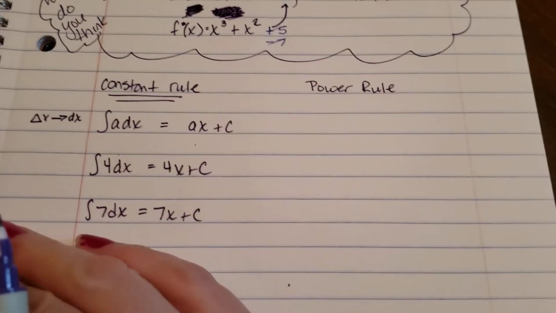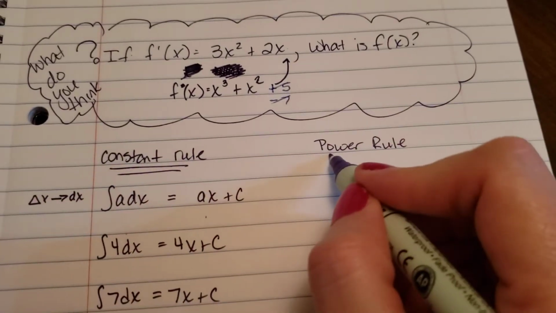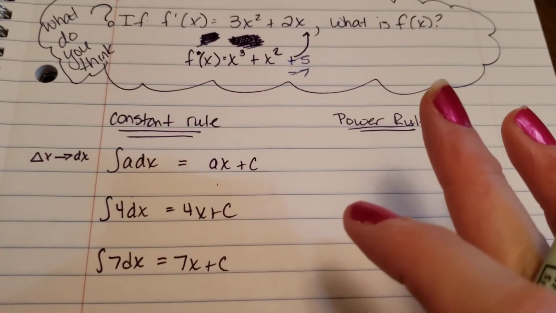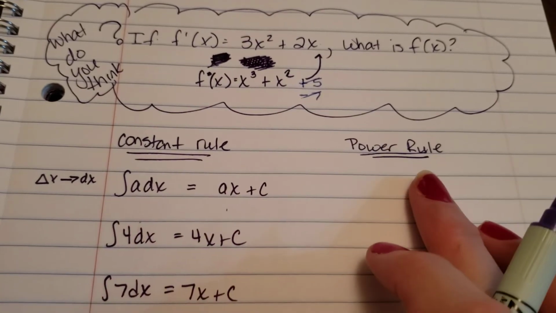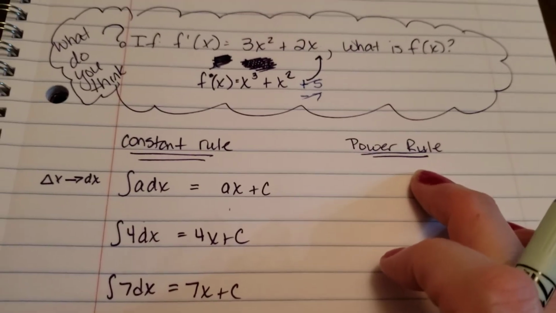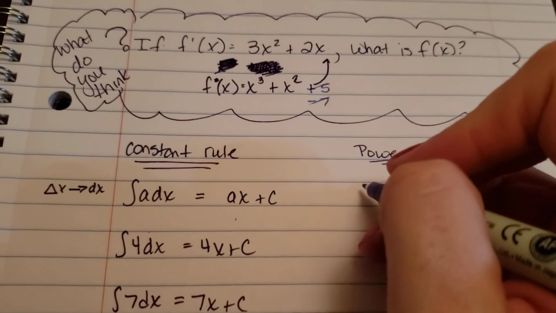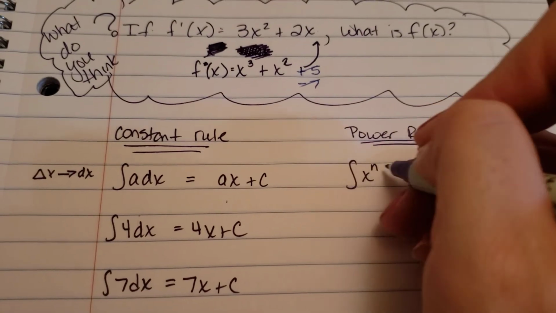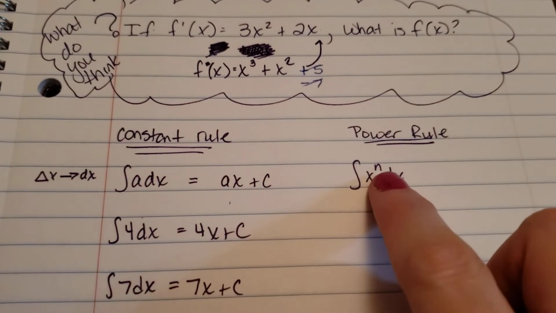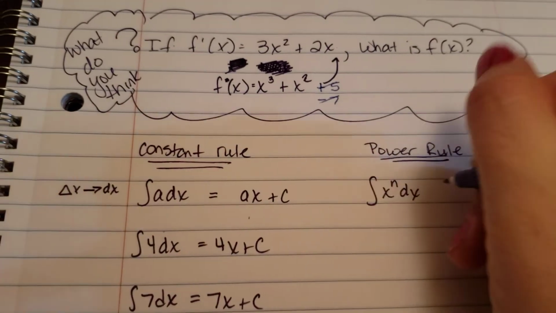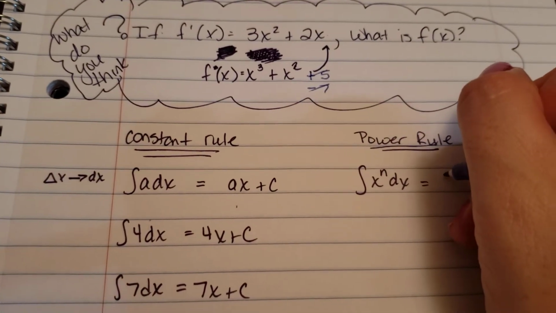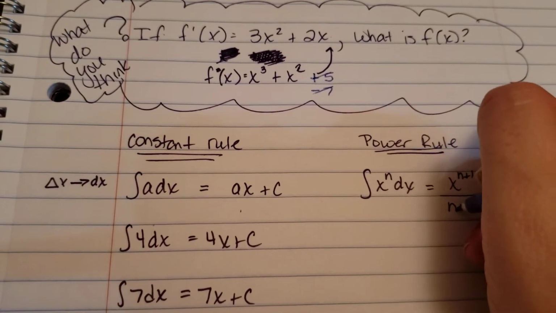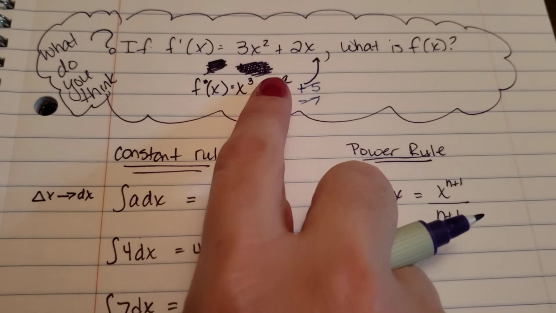Okay, so the major rule is the power rule, or the reverse power rule. And I feel like most of these rules that I'm going to show you today, including the constant rule, really are variations on the power rule. So the power rule, the general rule for that, is that the integral of x to the n power dx, so x to some exponent, is going to equal x to the n plus 1 power over n plus 1. Well, that's what we did up here, right?